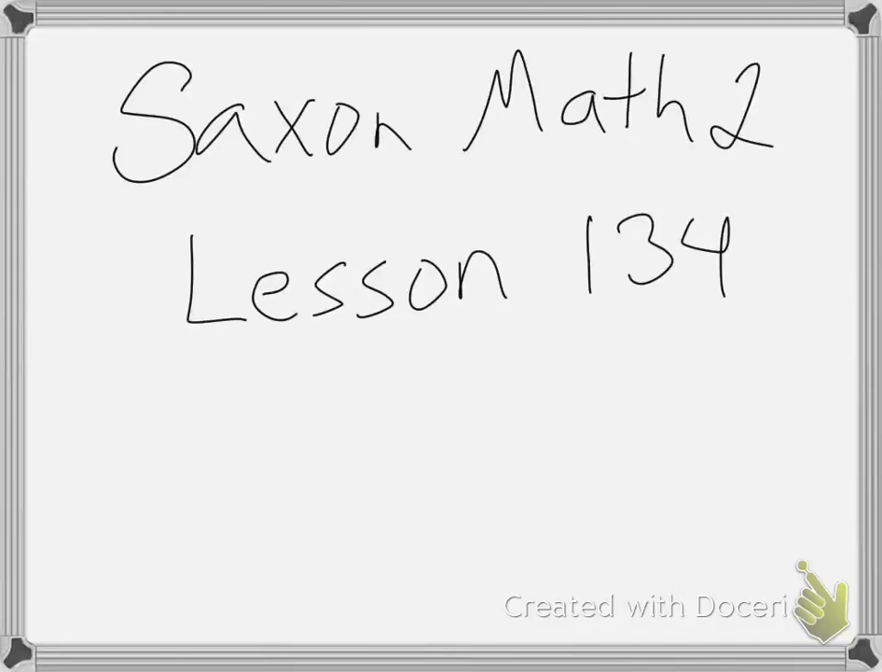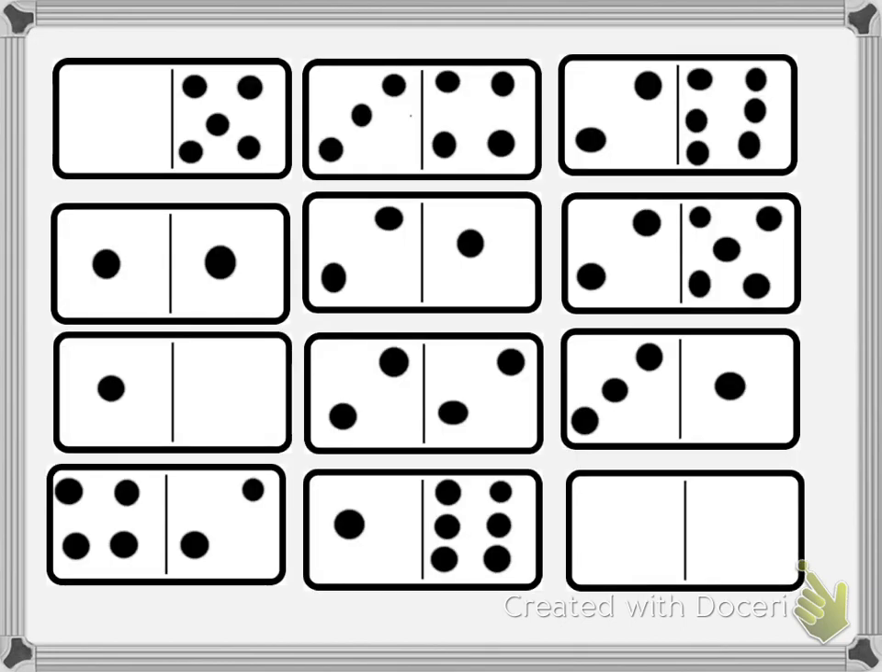All right, today's lesson is lesson 134, recording information on a graph. Today we're going to use a set of double six dominoes to do an experiment. I have all of these dominoes, and on each domino there are two halves, and there are 0 to 6 dots on each half.